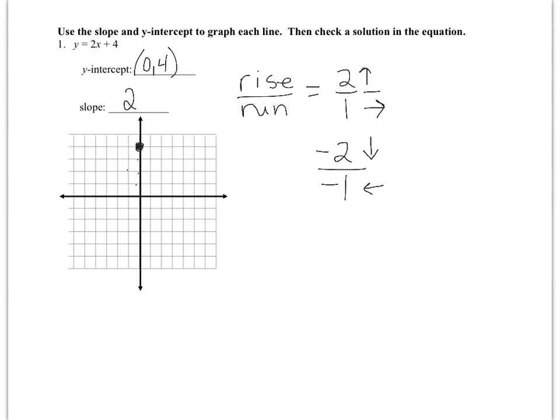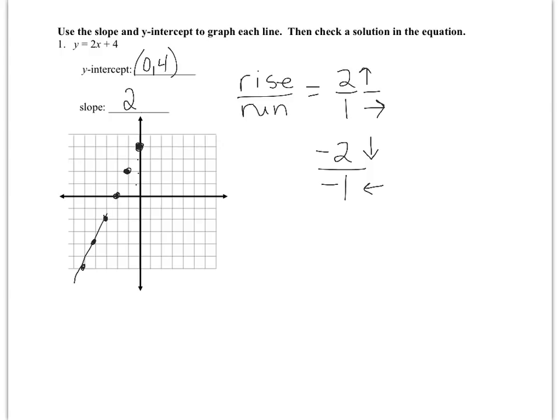And then I'm going to do it again. From that dot, I'm going to go down 2 and to the left 1 again, and put another dot. And you can just keep doing that, down 2 and to the left 1, until you've gotten as many points as you can on the graph that's given to you. And what you have now is your line.